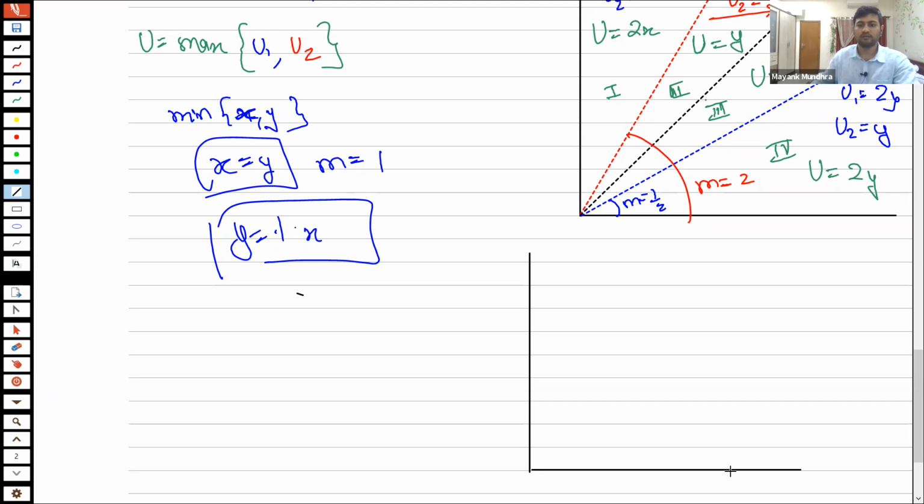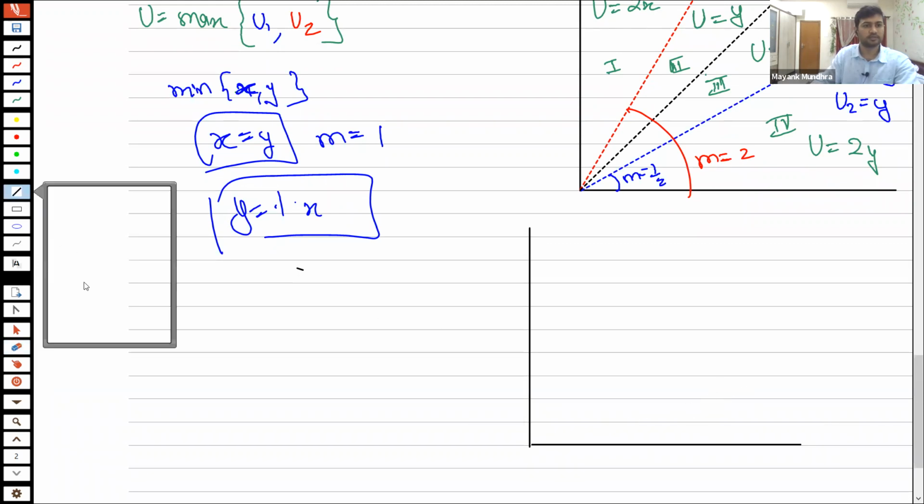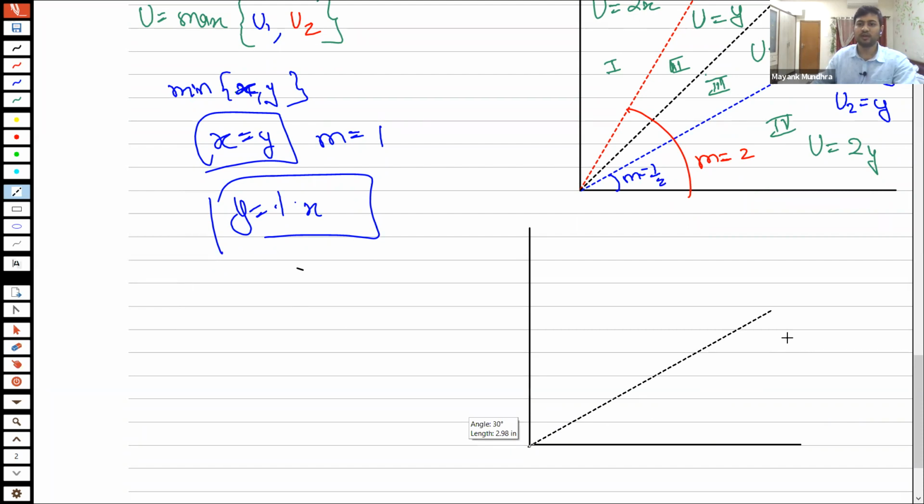Okay, I can draw the 3 regions. Dashed lines. Once you figured this out, after that the question is very easy. After you figured out the concept, what's the utility function in different regions, after that it's fairly easy.